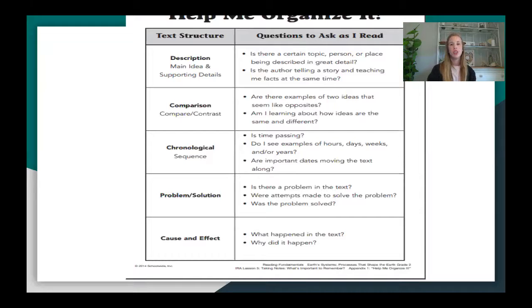The next text structure we talked about was chronological order. We are familiar with that one. We talked about it a few times this year. We know that the word root chrono means time. So this is the order of time.